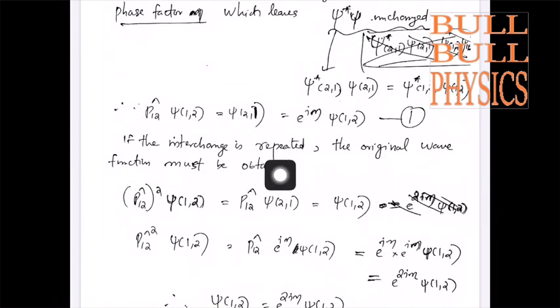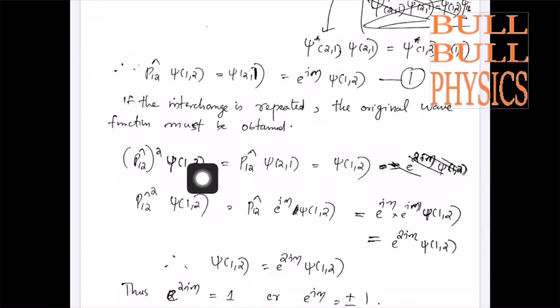Now if the interchange is repeated, the original wave function must be obtained. That is, we are applying this operator 2 times, P12 into P12. This operator is acting on this wave function 2 times. So the first time when it acts, you will get psi21. P12 psi12 is psi21. So again P12 is acting, so we should get back psi12.